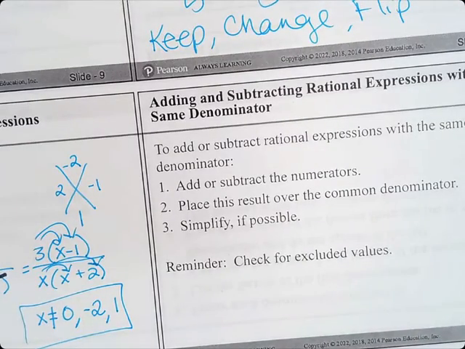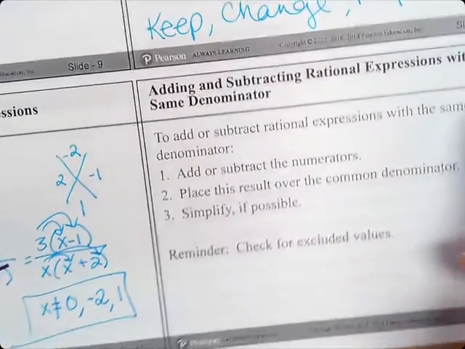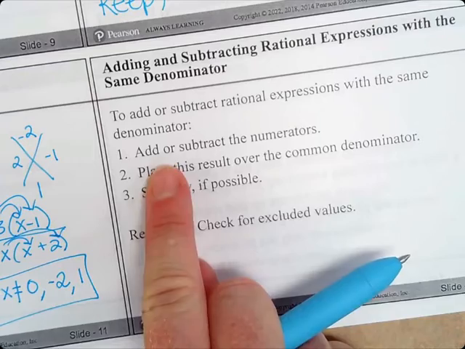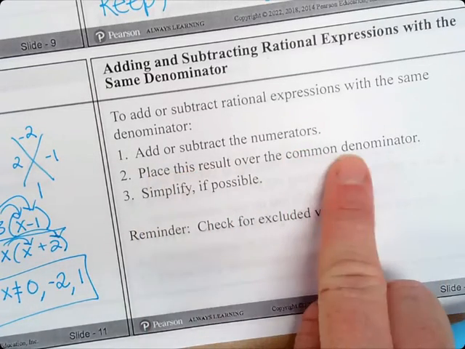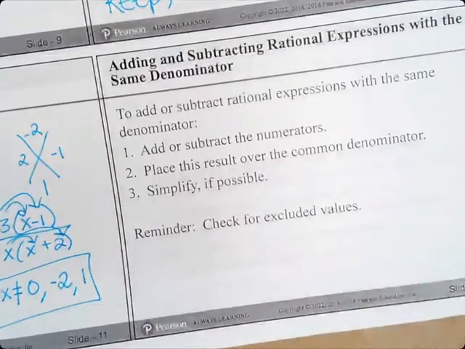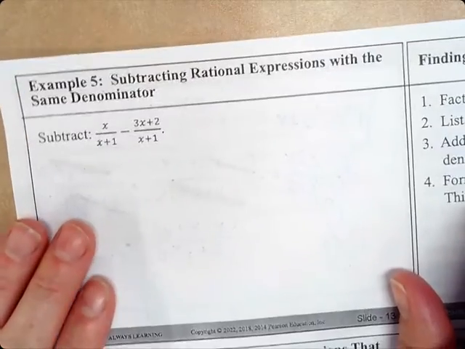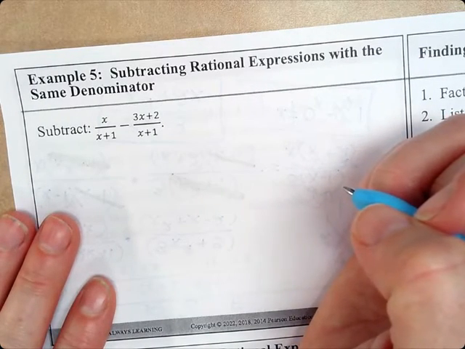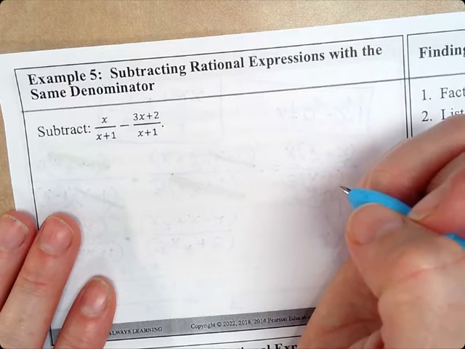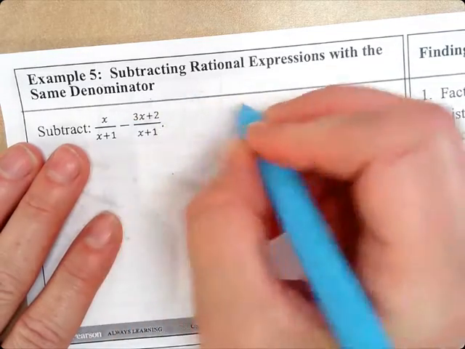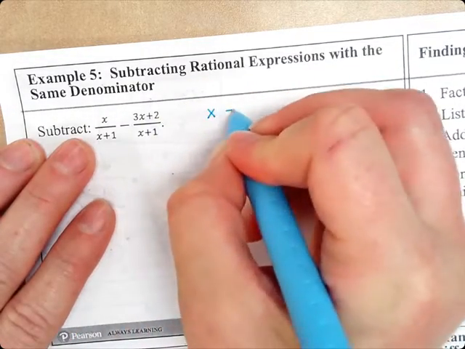Okay, now we are going to add and subtract rational expressions that have the same denominator. So whenever you have fractions that have a common denominator, you are going to add and subtract the numerators and then place it over the common denominator and simplify if possible. And then find if there are any excluded values. On this problem, we have a common denominator already. So all we're going to have to do is x minus this whole thing.